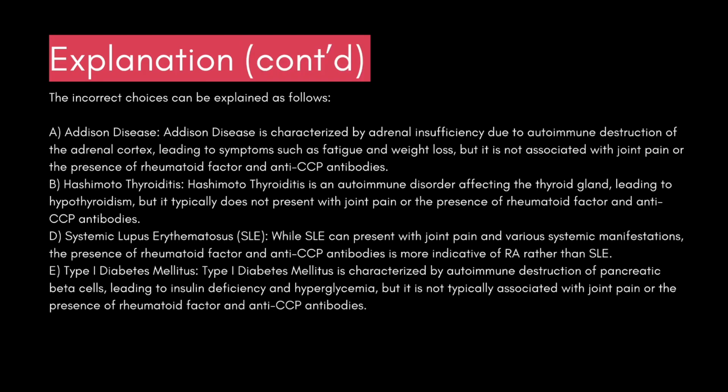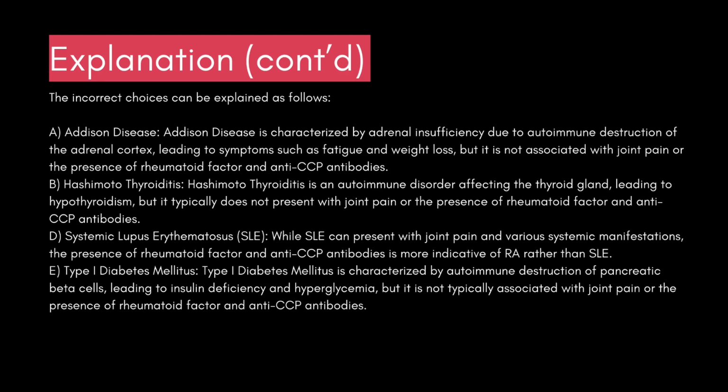Addison disease. Addison disease is characterized by adrenal insufficiency due to autoimmune destruction of the adrenal cortex, leading to symptoms such as fatigue and weight loss, but is not associated with joint pain or the presence of rheumatoid factor and anti-CCP antibodies. Hashimoto thyroiditis. Hashimoto thyroiditis is an autoimmune disorder affecting the thyroid gland, leading to hypothyroidism, but it typically does not present with joint pain or the presence of rheumatoid factor and anti-CCP antibodies.